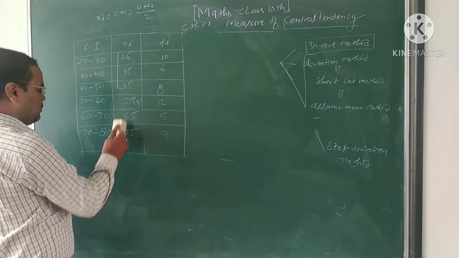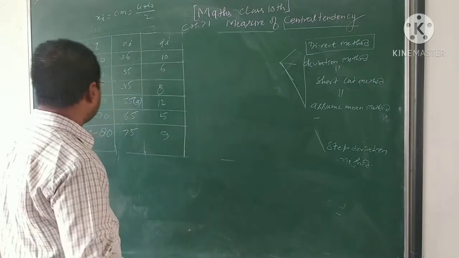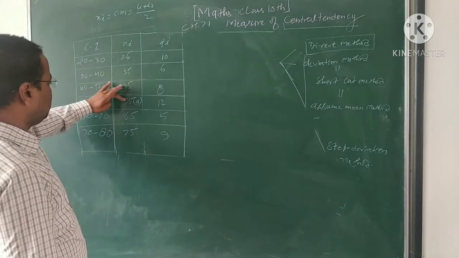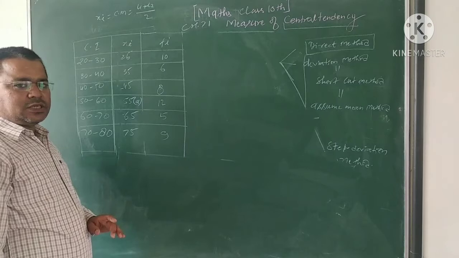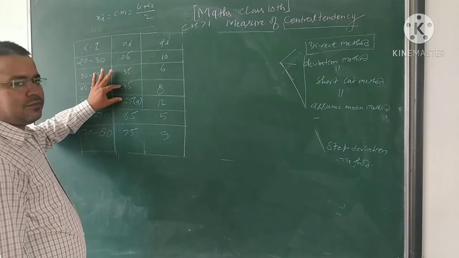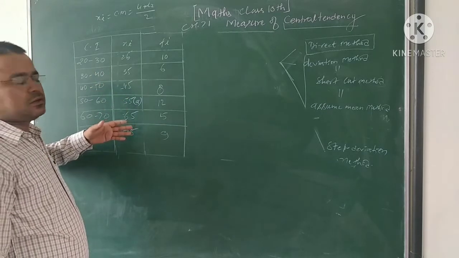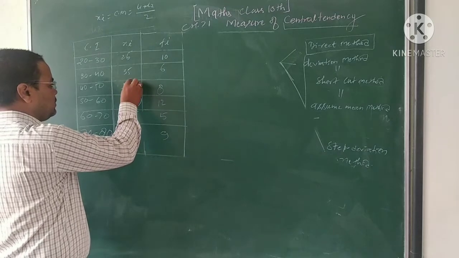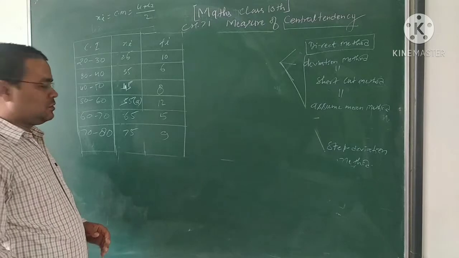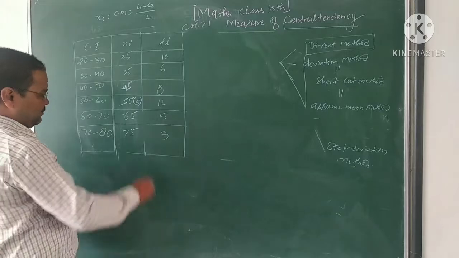But if the number of class marks is even, then what do we do? Here how many class marks? 1, 2, 3, 4, 5, 6. In this case, 45 and 55 are in the middle. We can take any one of these as assumed mean. We can take 45 as assumed mean. We can take 55 as assumed mean. What do you want? Here I am going to take 45 as assumed mean. Okay, let us see.